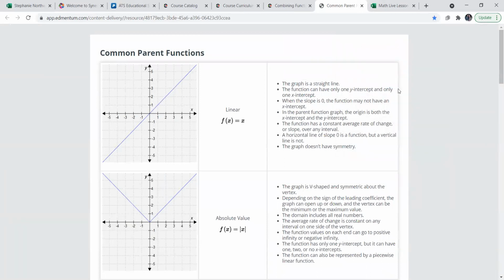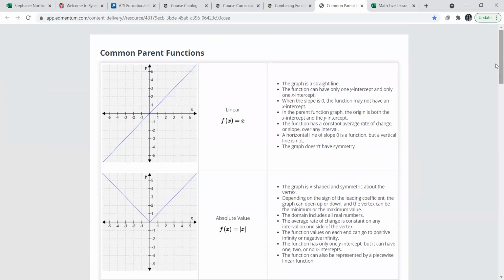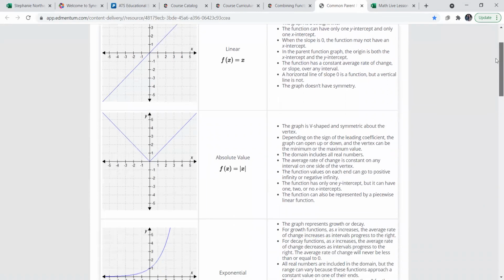It's bookmarked. So linear, for example, the graph is a straight line. The function can only have one y-intercept and one x-intercept. And when the slope is 0, the function may not have an x-intercept. So there are some brief things about linear. It does not have symmetry either.